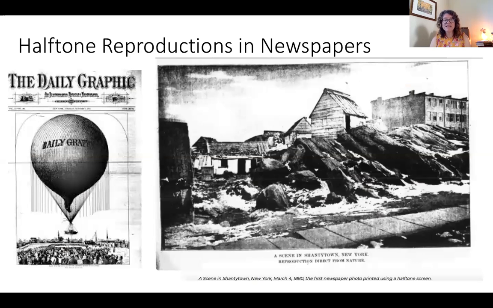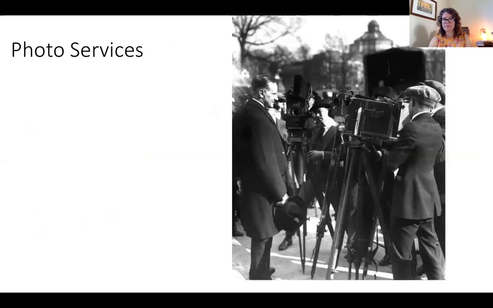What we know is that the first halftone reproduction occurred on March the 4th, 1880. And that's the date in which the New York Daily Graphic reproduced this image, a scene in a shanty town in New York. Moreover, what we know is that it would take another couple of decades for images to widely circulate in newspapers as a part of the new journalism.